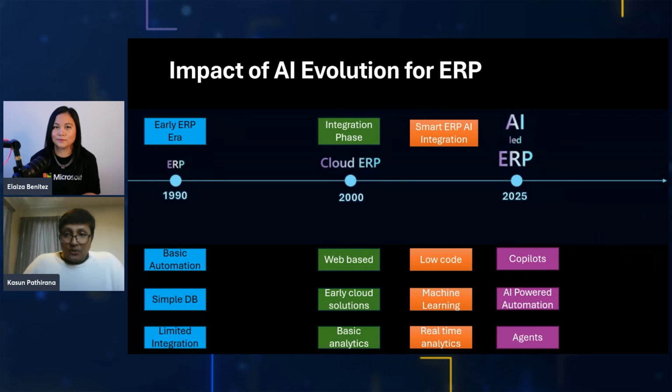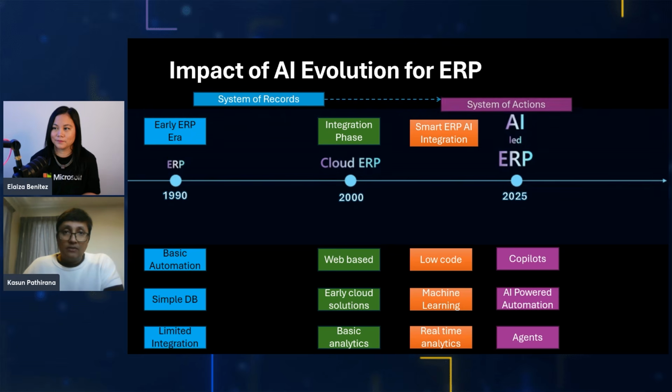Right. So what began as system of records initially, now we are into the era of system of actions. So that's the ERP revolution, which we can see now.